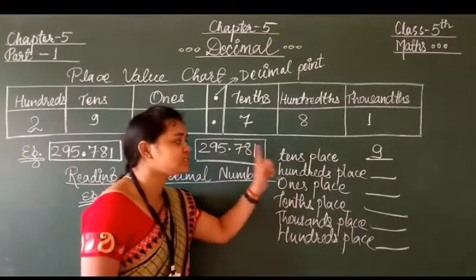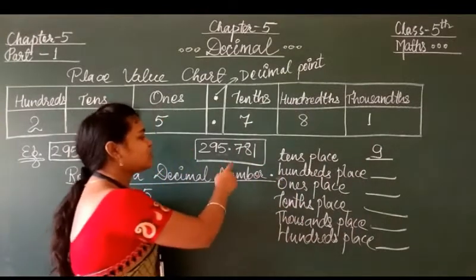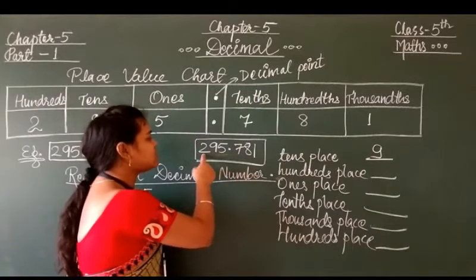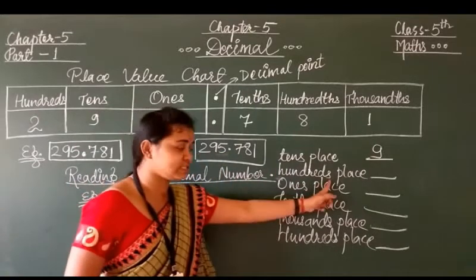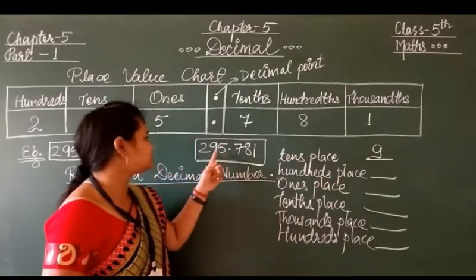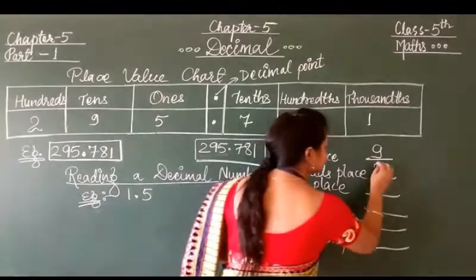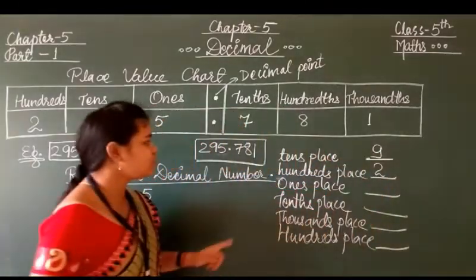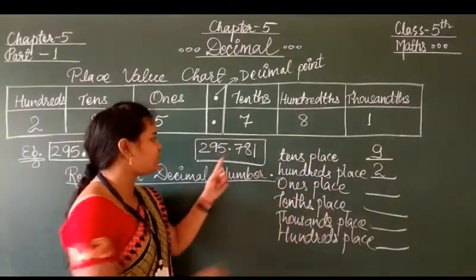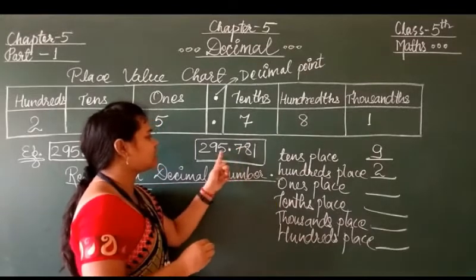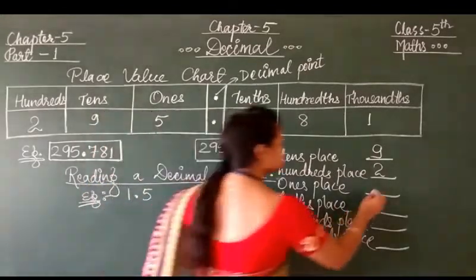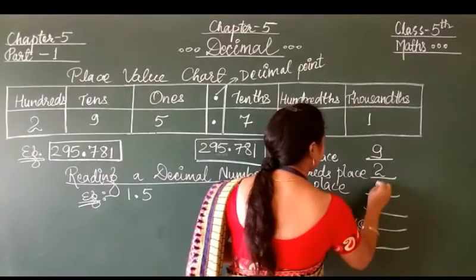Now here the question is hundreds place. So hundreds place is ones, tens, hundreds. It is not THS, it is only S. So ones, tens, hundreds. 2 is in hundreds place. Now the question is ones place. So after decimal we will see, after decimal this is ones. Okay. So we will write here 5.